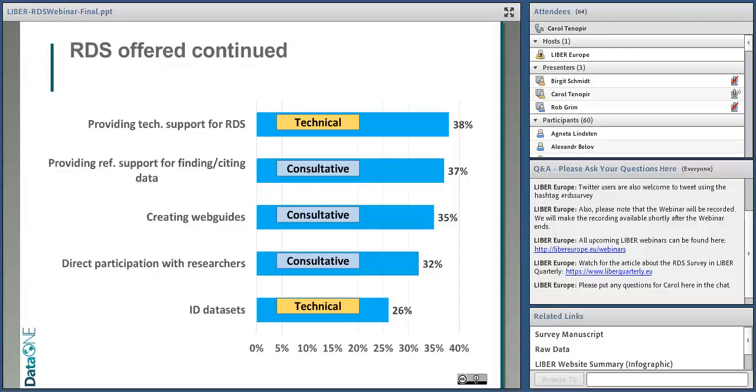And then after that, we go back to consultative services, reference support, web guides, and then just under a third say they provide direct participation with researchers. That is, work on a research team as a research data management expert. The next technical service comes up with identifying data sets for deposit into a repository.